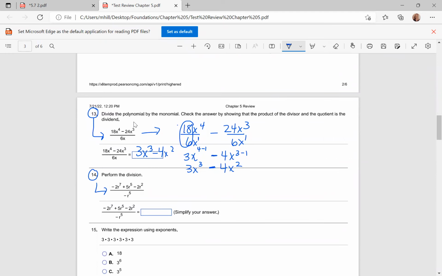Number 14. This problem is very similar to that. I'm going to give you just a chance to write this first part down.